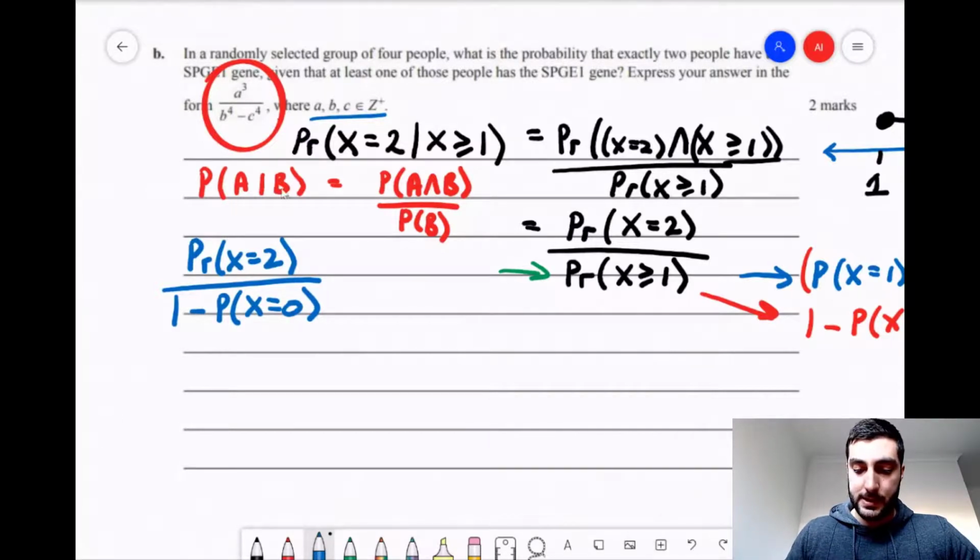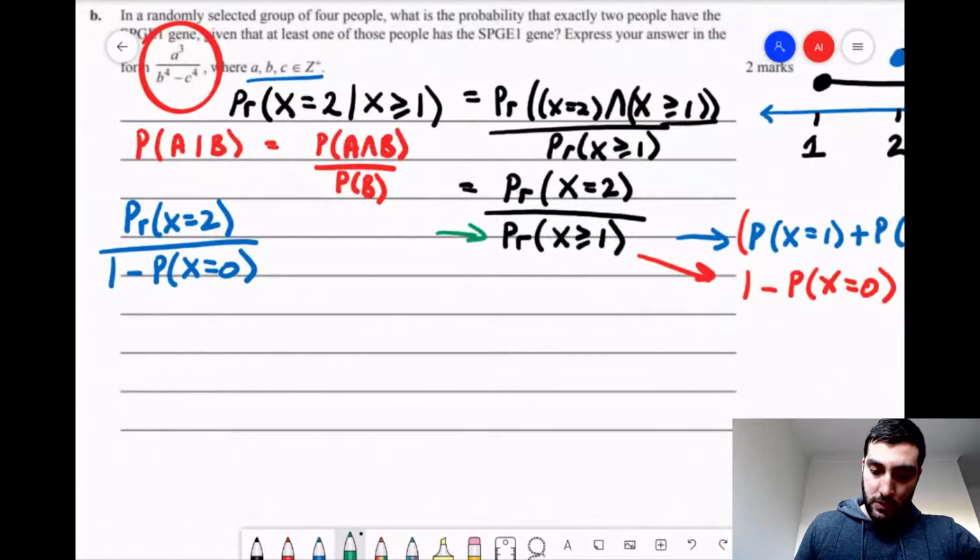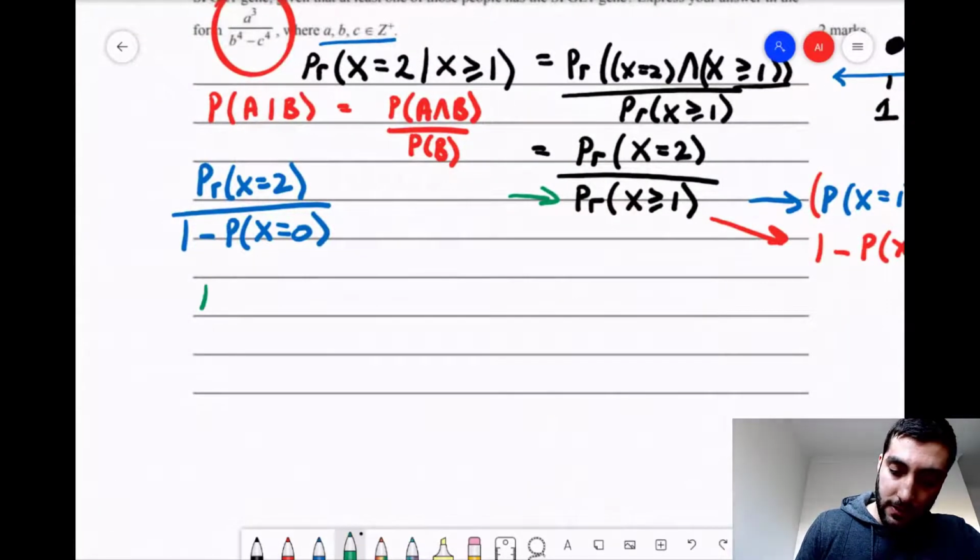You can see there's similarities in nature to the form that we're required to express our answer in. The only thing is we need to use the binomial formula a couple of times to work out what these values are, and then a tiny bit of manipulating to get them in terms of positive integers, as the question is asking us to do. So from here, what are we going to do first? Choose a new color because things are getting a little bit wild. So let's work out the probability x is equal to 2.